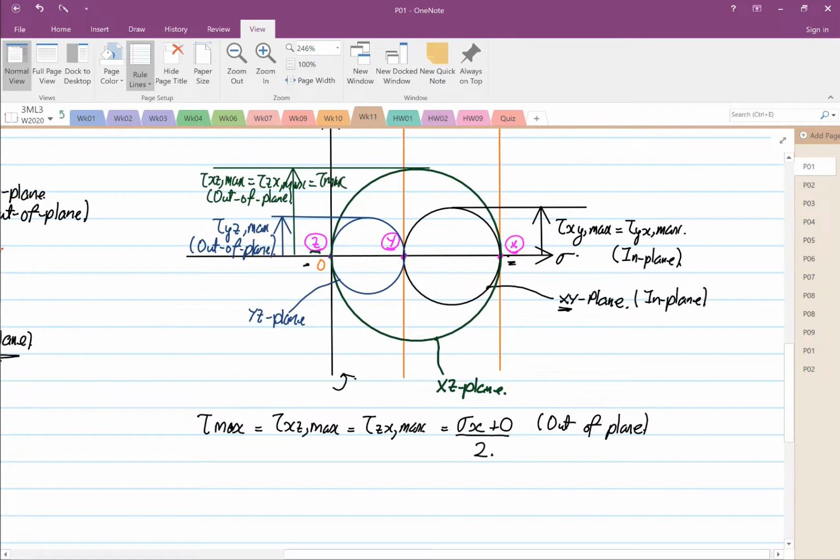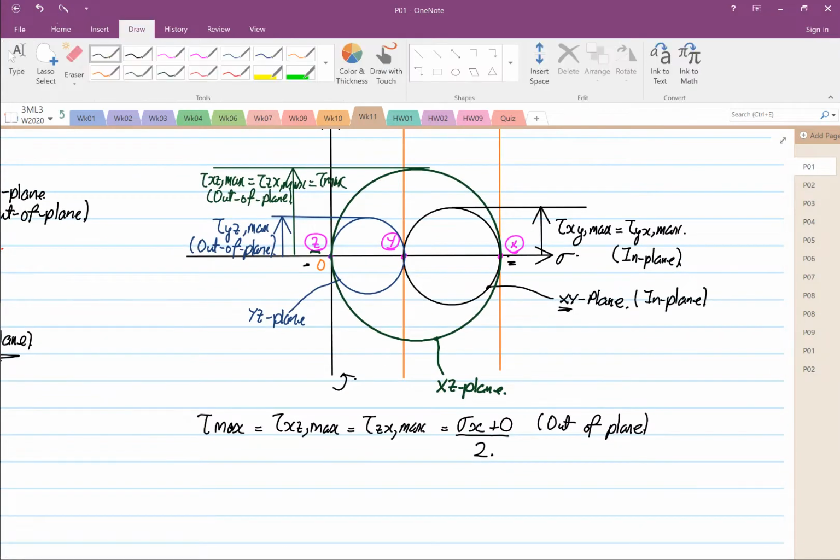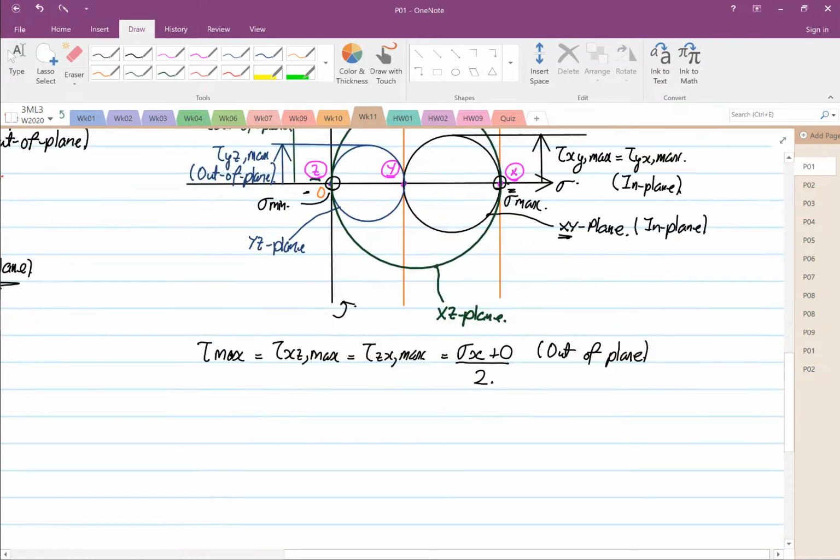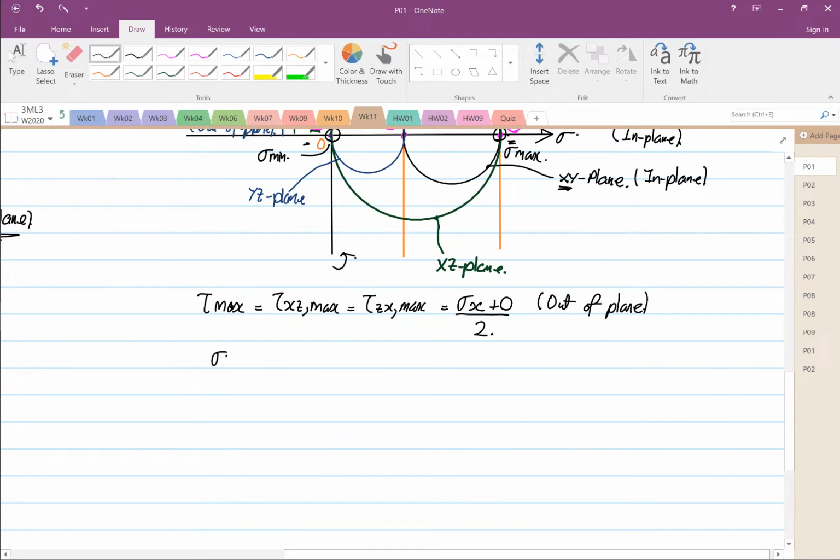Then I'm going to label this point over here to be my stress max, and then this point over here to be our stress mean. So we know that stress max corresponds to our stress X, and stress mean corresponds to our stress Z. Okay, and stress mean for this case is equal to 0.